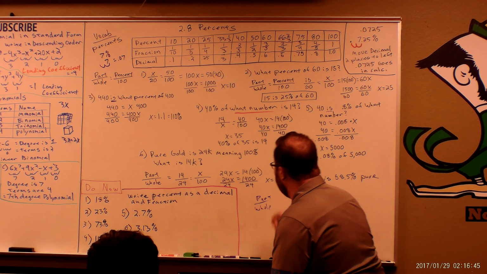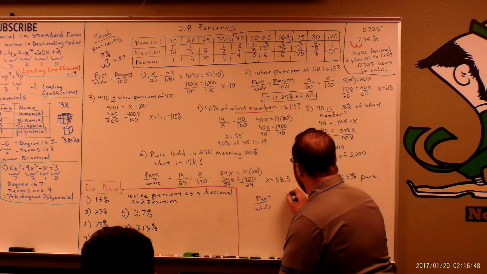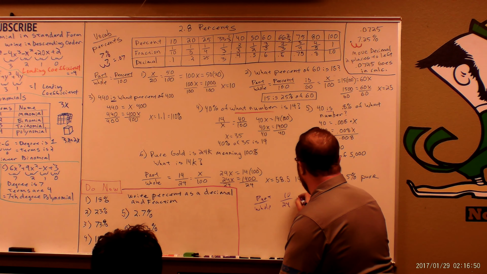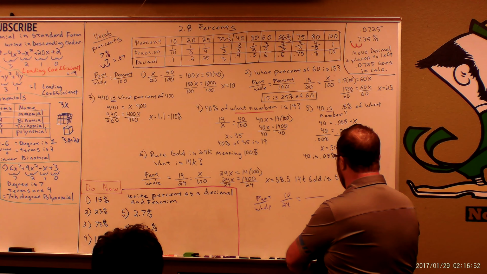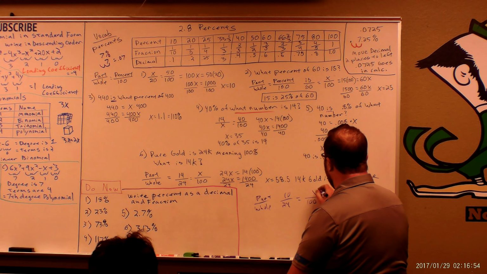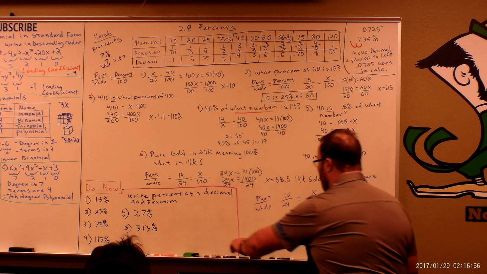So taking the same scenario, if we're looking at part and whole, and we're trying to figure out what 10K is, okay? So we're going to put 10 over 24 equals, what goes at the bottom that I told you always happens? 100. And then we're going to figure out what x is, right?